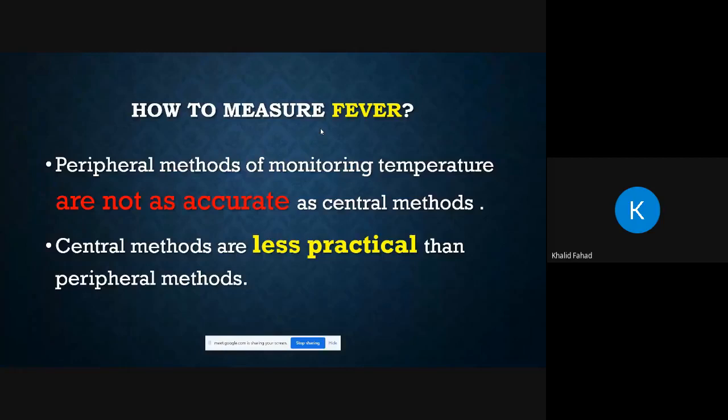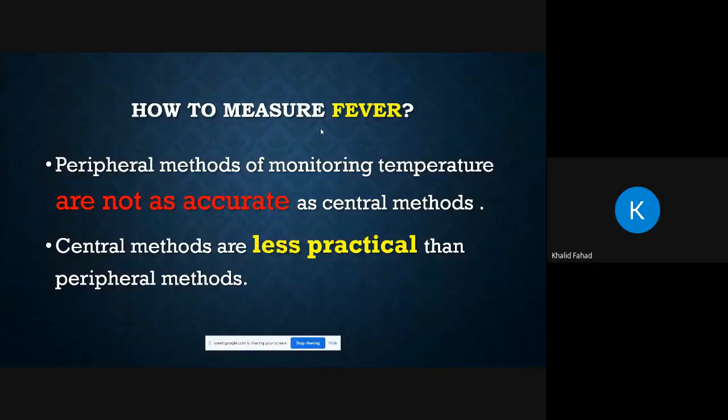Is it clear so far? How we can correct if we use the axillary method, for example. So the reference method is the oral type of measurement. Doctor, I didn't understand why in the axillary it is 36.5 and in the oral it became 37.